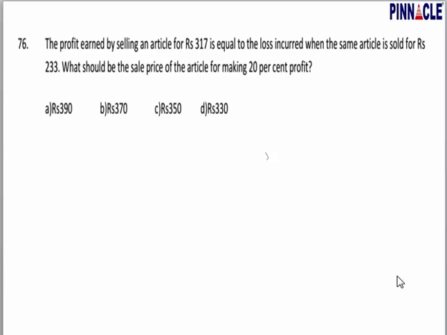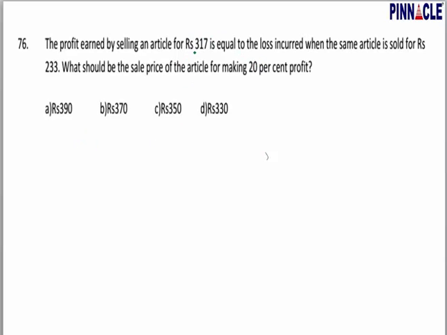Now the question number 76. Now read this question. The profit earned by selling an article for 317 is equal to the loss incurred when the same article is sold for rupees 233. What should be the sell price of the article for making 20% profit?